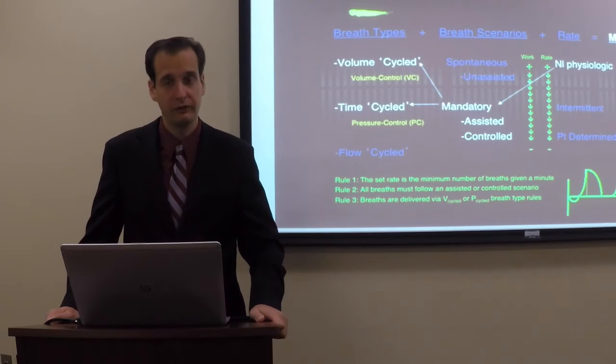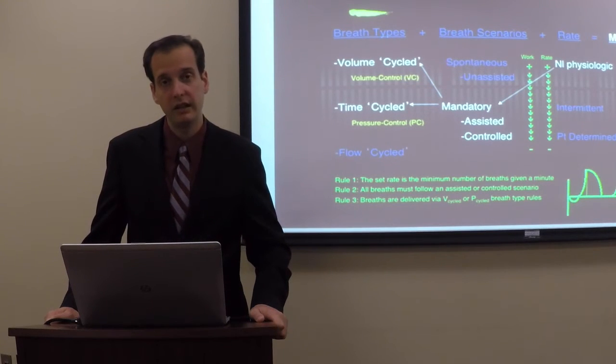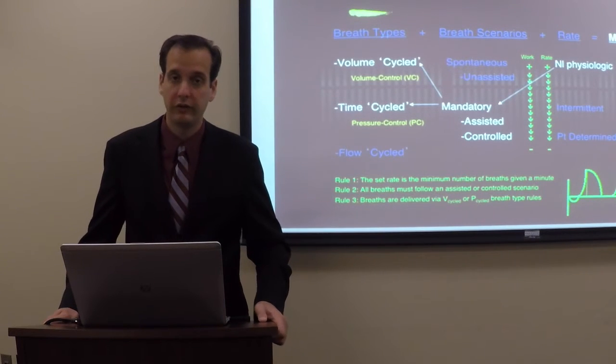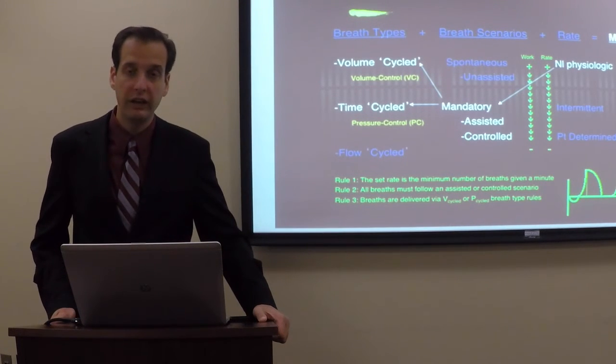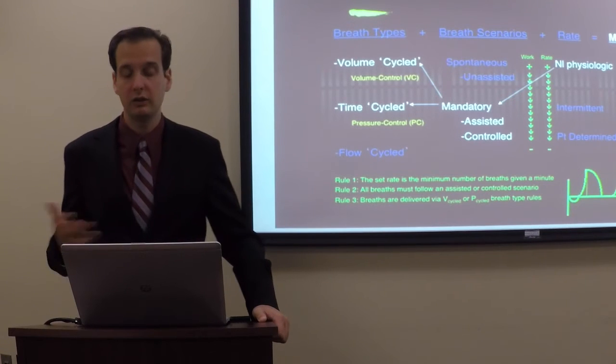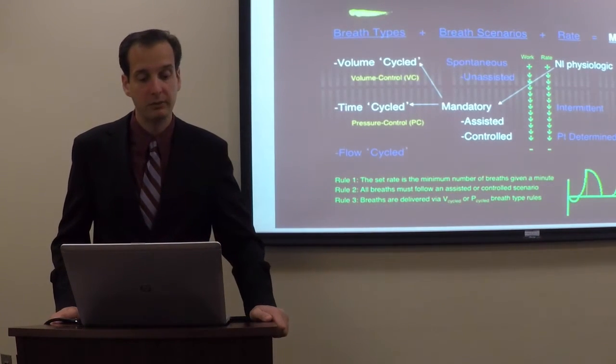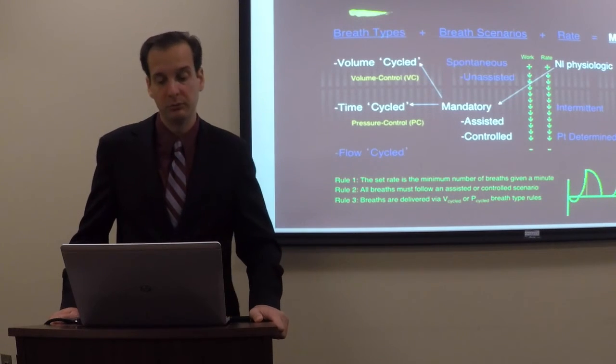So if I set a rate of 12, I am guaranteed to get 12 breaths. However, if I hyperventilate or if I overbreathe, I will then get 14, 16, 18, 20, however many breaths I'm doing. So there's no limit on the maximum, however, there is a minimum number.